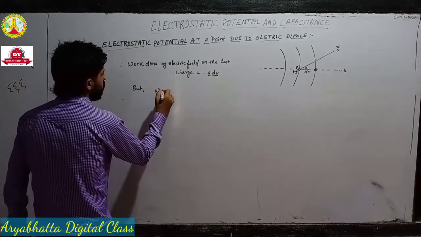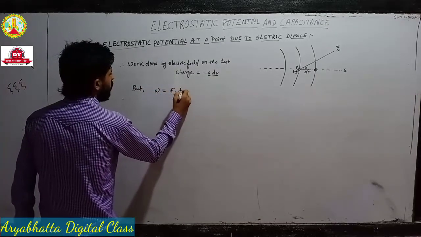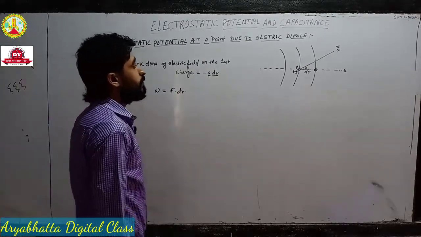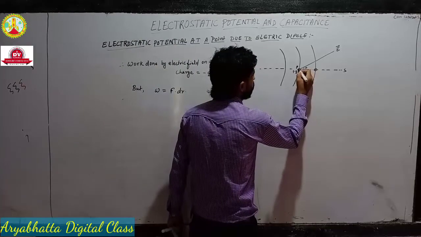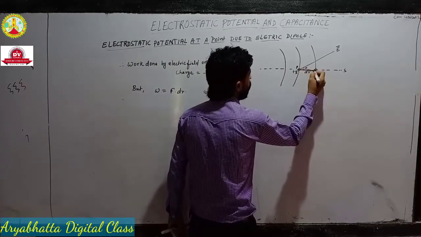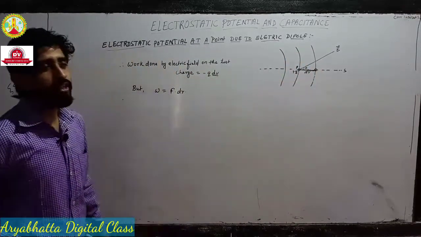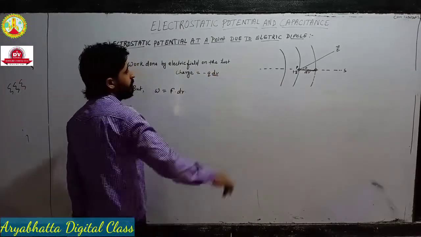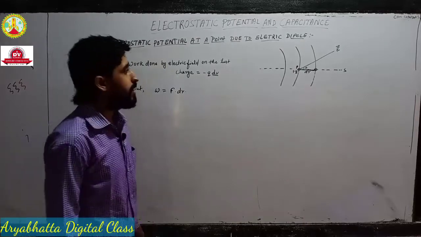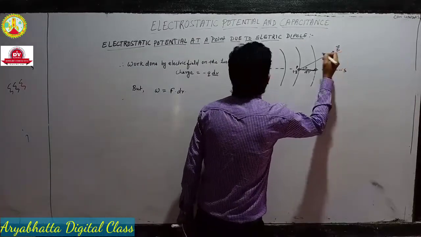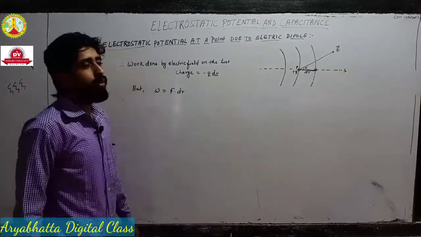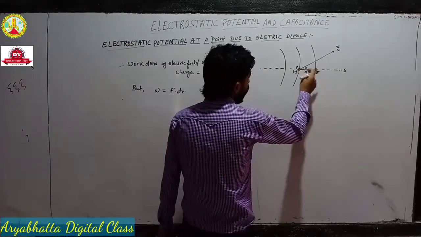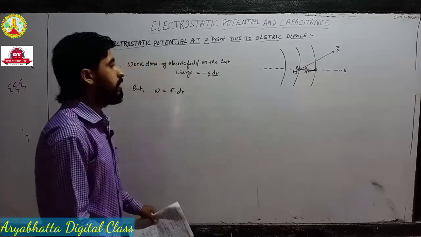Now, but we know that work done is given by W equal to F dot dr. Force into displacement. If I consider this point on an equipotential surface, normally we have taken out the work in terms of the electric field. The work that is done by the electric field, this work minus q dV, is done by which term? Electric field. Now there will be another natural work done on this charge, right? So that is given by what?